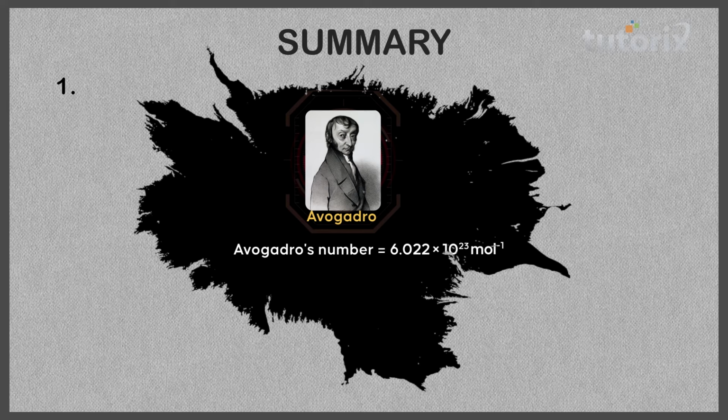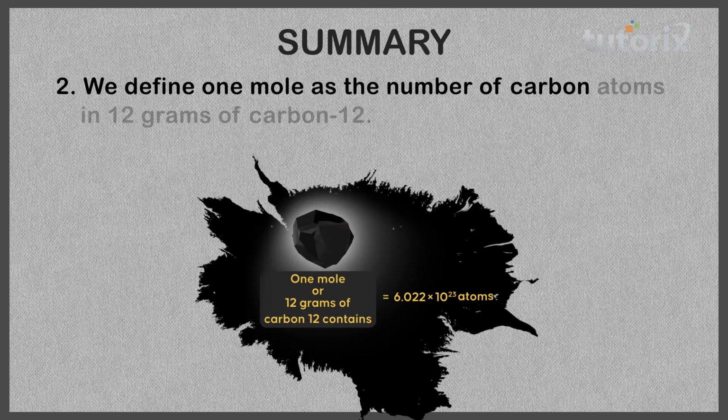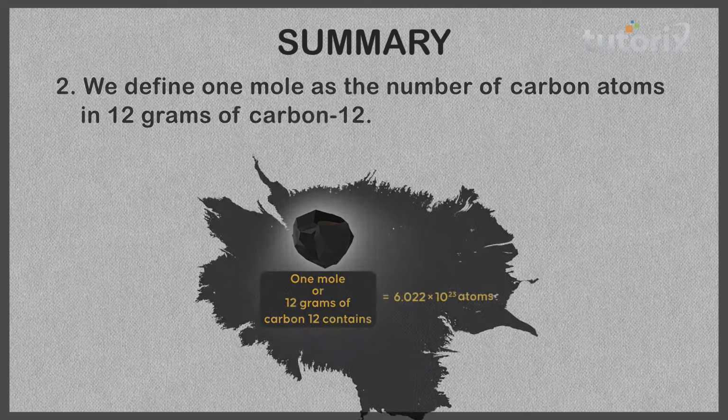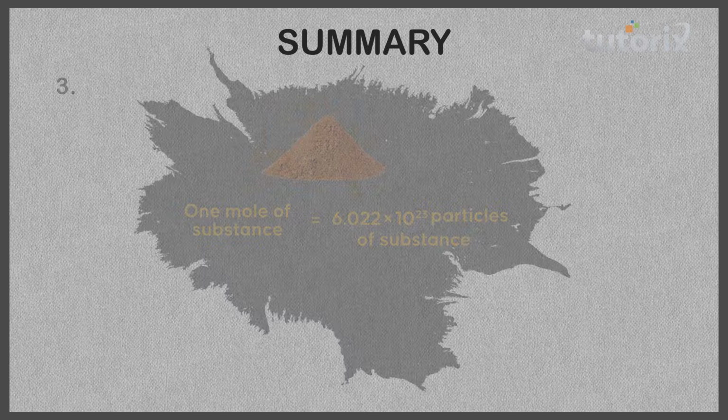Avogadro's number is equal to 6.022 × 10^23 per mole. We define 1 mole as the number of carbon atoms in 12 grams of carbon-12. 1 mole of any substance contains 6.022 × 10^23 particles of that substance.